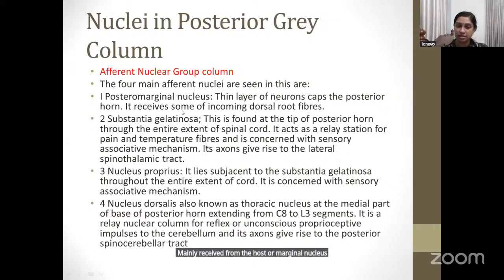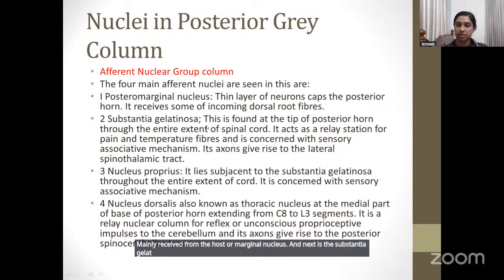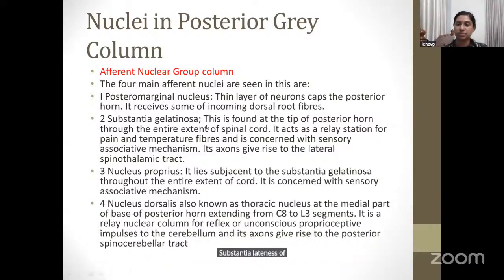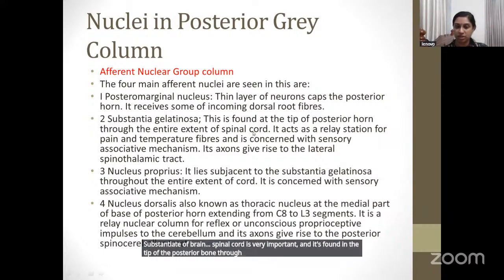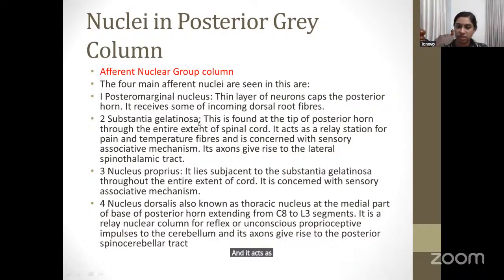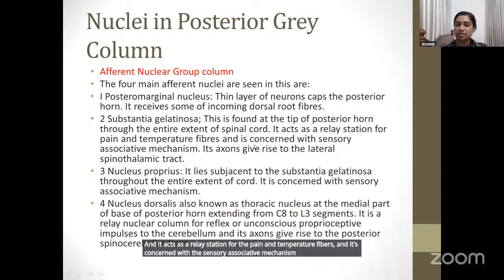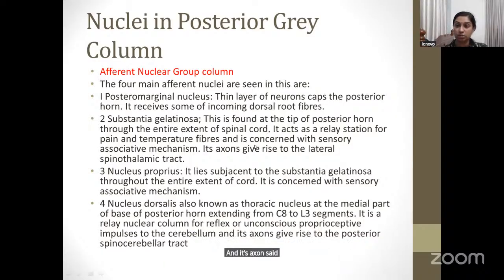And next is the substantia gelatinosa. That's very important. It receives the pain signals, and it's very important when we study oral surgery. The substantia gelatinosa is found in the tip of the posterior horn through the entire extent of the spinal cord. Wherever we take a section of the spinal cord, we can see the substantia gelatinosa. It acts as a relay station for pain and temperature fibers, and it's concerned with the sensory associative mechanism. Its axons give rise to the lateral spinothalamic tract also.